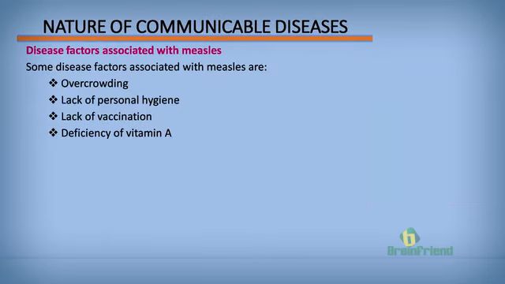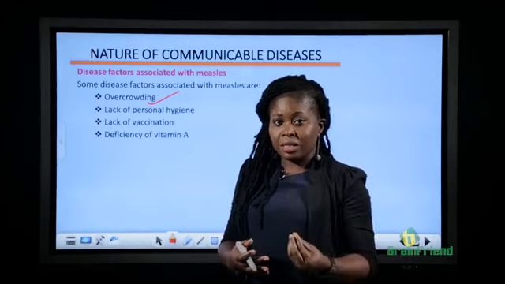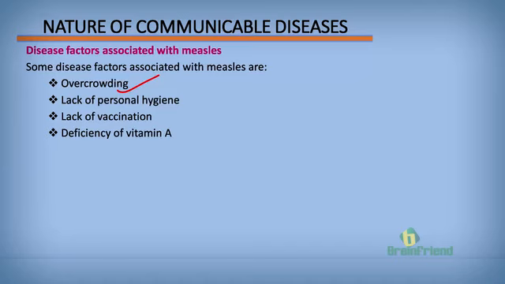Disease factors associated with measles. Remember, we said that disease factors are those situations or things that are likely to increase a person's chance of contracting a certain disease. So disease factors for measles are overcrowding. When people are in overcrowded houses or environments, they increase their chance of contracting the disease, because if someone amongst them has the disease, then it can easily spread there. Lack of personal hygiene is another disease factor.